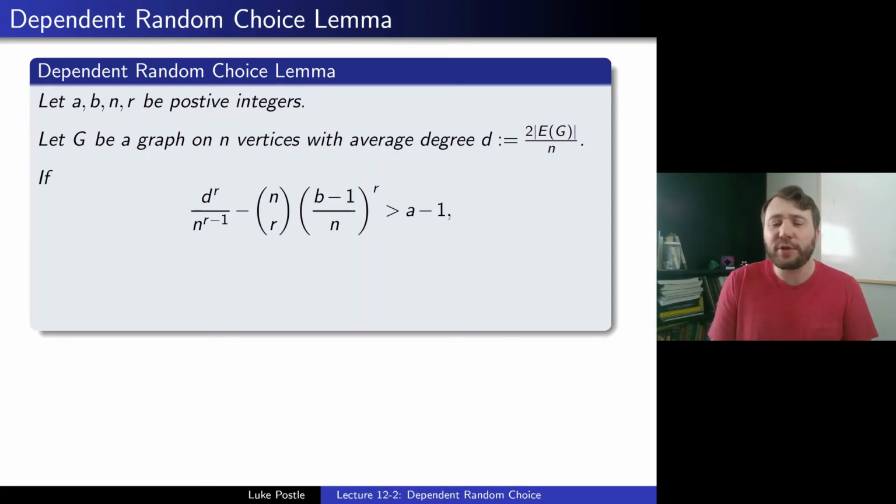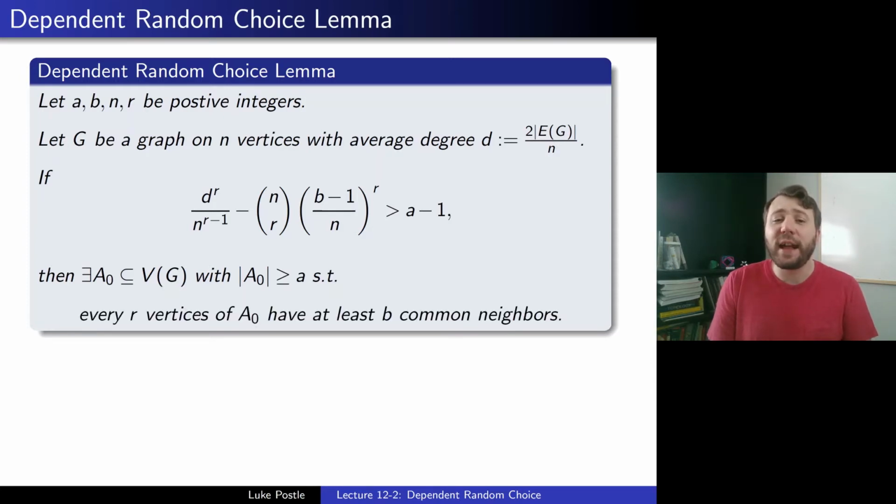And now here's the assumption. We're going to assume that d is somewhat large, so we get this somewhat monstrous equation: d^r / n^(r-1) − (n choose r)(b−1)/n^r is strictly greater than a − 1. Somehow this is saying if d is large in terms of n, r, a and b, then we get a nice outcome. We get that there exists a subset A0 of V(G) with size at least a, such that every r vertices of A0, so every r-tuple there, have at least b common neighbors.